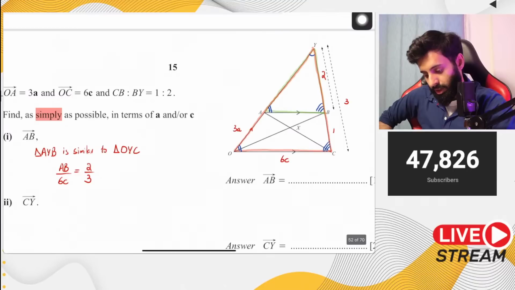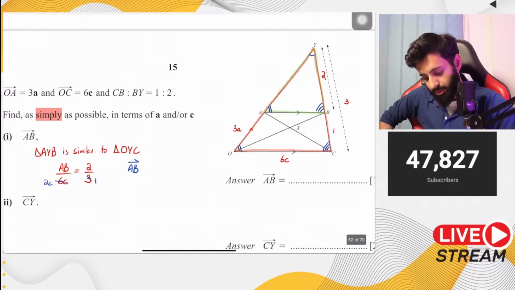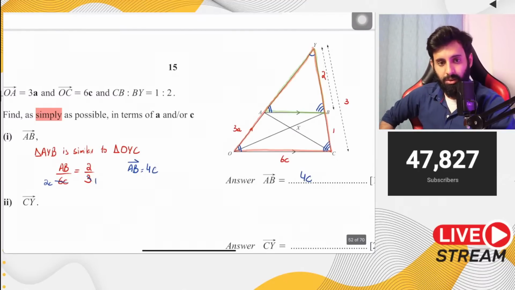Now cross multiply. Before you cross multiply, make your life easy and simplify. 3 ones are 3, 3 into 2C is 6C. So what's AB equal to? AB is equal to 4C. So there you go. That's the answer to AB.